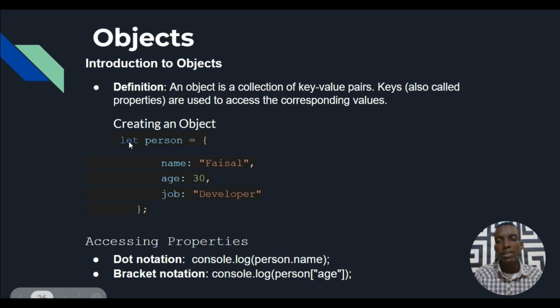Now the same thing, how do you create an object? You say the variable, then the name of the object equal to, and you can see we're using a curly brace. For an array we use a square bracket. But for an object we use a curly brace. Inside it you can say the property name, colon, and the value you want to give.